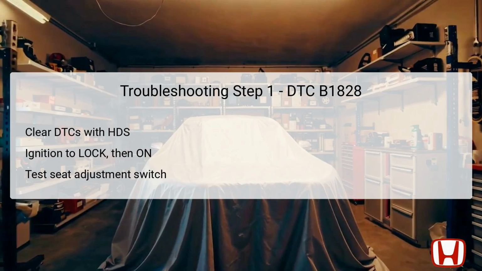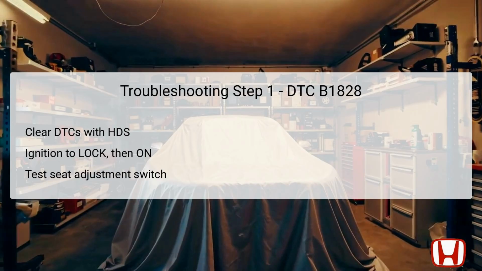The first step in troubleshooting DTC B1828 involves clearing the Diagnostic Trouble Codes, DTCs, using the Honda Diagnostic System, HDS. This process resets the system, allowing for a fresh start to identify any current issues. It is necessary to turn the ignition switch to the lock position, effectively shutting off the vehicle's power supply, and then turn it back to the on position.